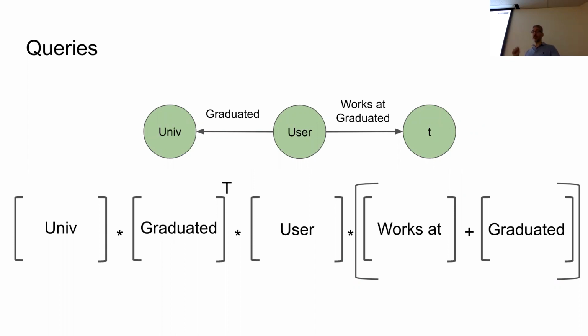So we start out once again left to right. We see a university label matrix multiplied by the graduated relationship matrix, but this time we need to transpose it because we want to go in a reverse direction. So if we transpose the matrix, we change the direction of the edges. Instead of going from user to university, we're going from university to user. And then we follow up with a, yeah, go ahead.